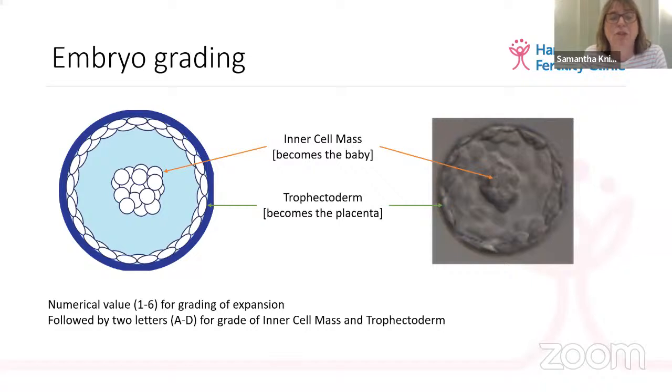We give them a numerical grade for the expansion, so how far along in blastocyst development the blastocyst is. 1 would be an early blastocyst, 3 would be a full blastocyst, 4 would be an expanded blastocyst, 5 would be a hatching blastocyst, and 6 would be a fully hatched blastocyst. Then we give them 2 letters, 1 for the inner cell mass and 1 for the trophectoderm. A's are the top grade and D's are the lowest grade. Next slide, please.